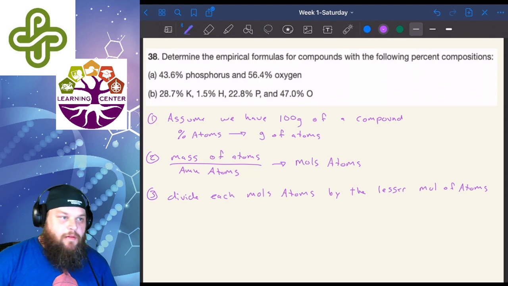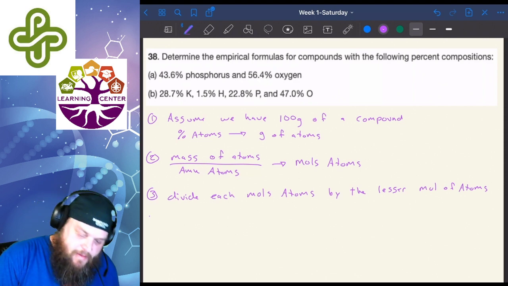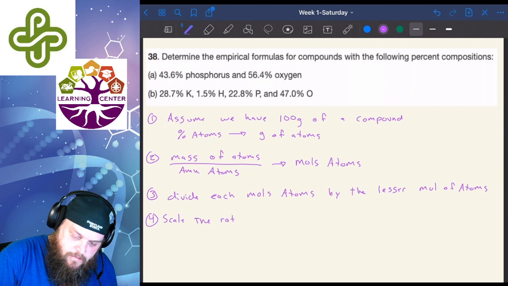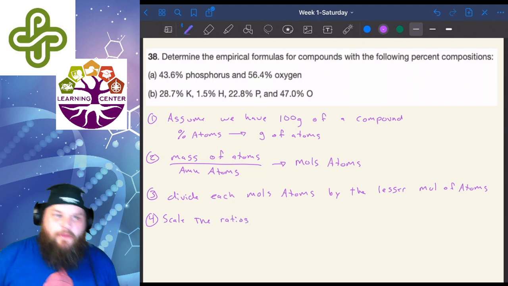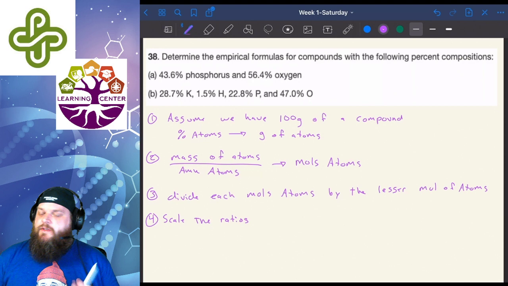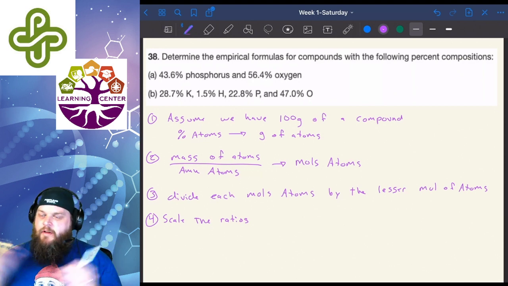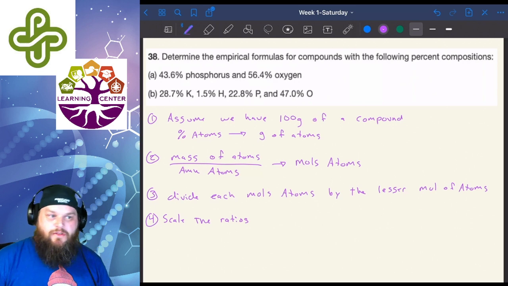Something higher number. The last step, 4, is to scale the ratios. A lot of times when you do this, you don't get a whole number for each of those. So we have to scale everything by the same number so everything is a whole number ratio, which is ultimately what we want to do.